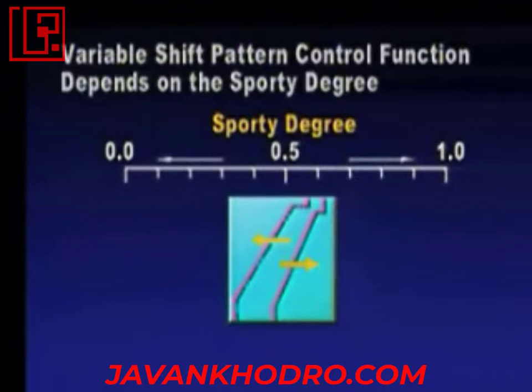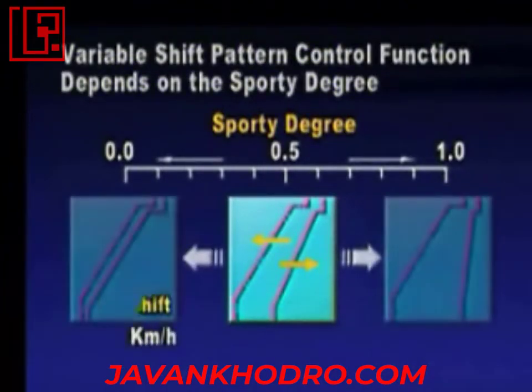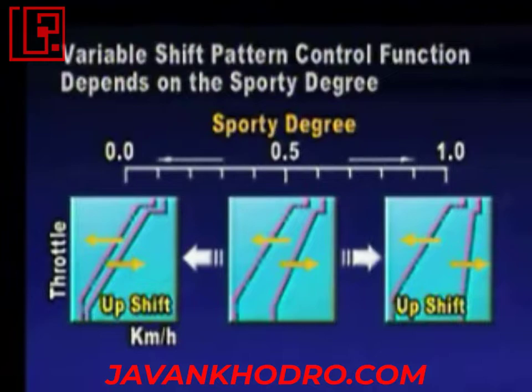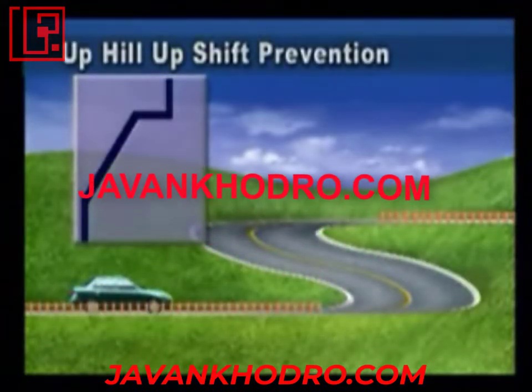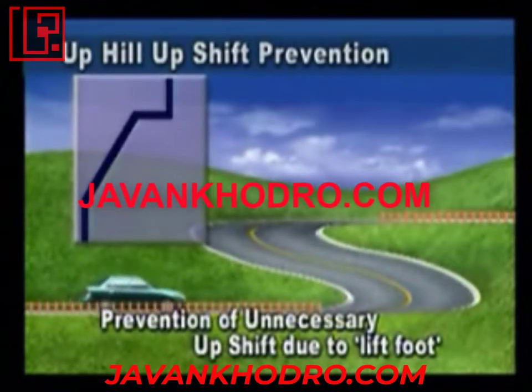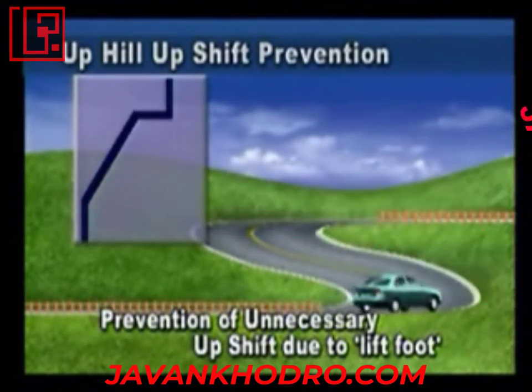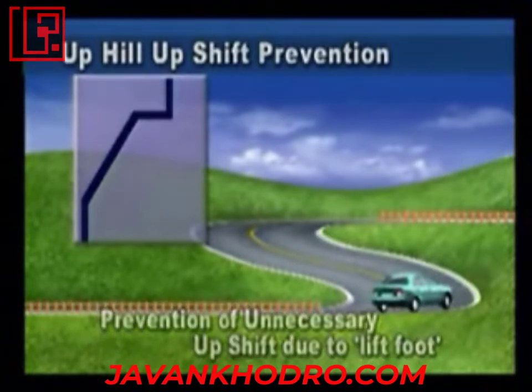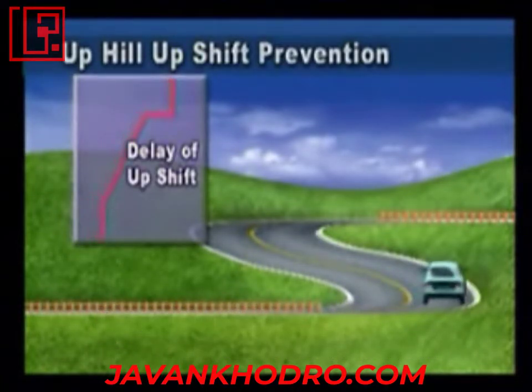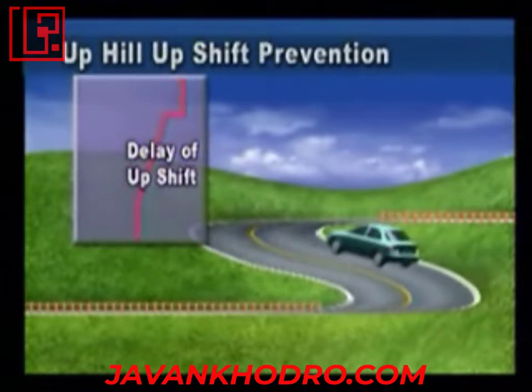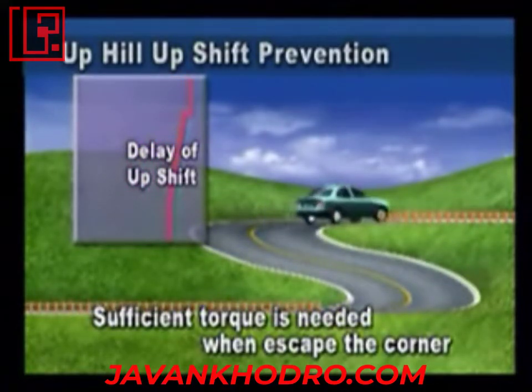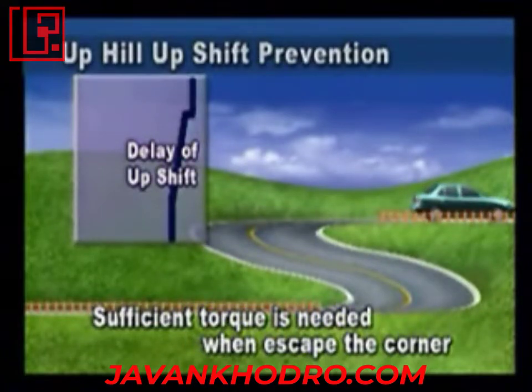Variable shift pattern control depends on the sporty degree, means that shift pattern is continuously transferred to fit the sporty degree of the driver. Uphill upshift prevention functions to prevent an unnecessary upshift by the lift foot when driving uphill. Since upshift line moves continuously from the low-speed range to the high-speed range depending on the slope, unnecessary upshift is prevented.